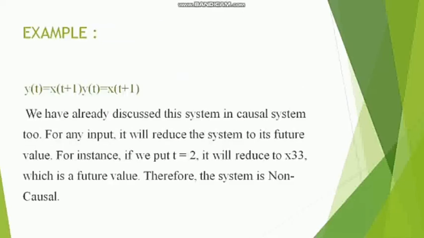For example, y of t equal to x of t plus 1. We have already discussed in the causal system, if we put t equal to 2, then y of 2 equals x of 2 plus 1, which is x of 3. It will reduce to x of 3, which is a future value, so that is a non-causal system.